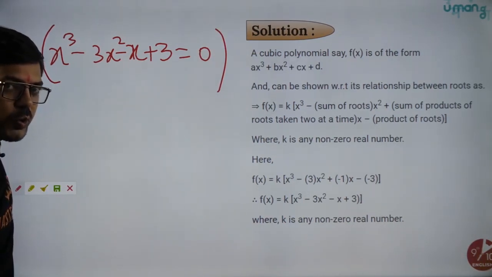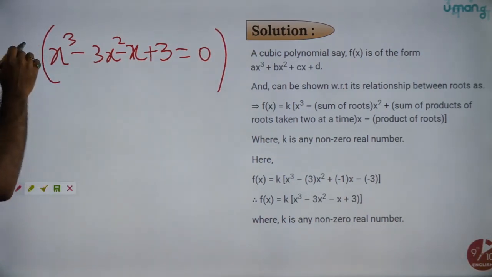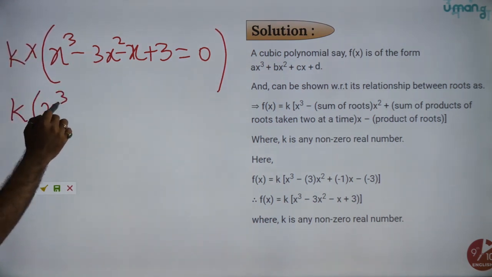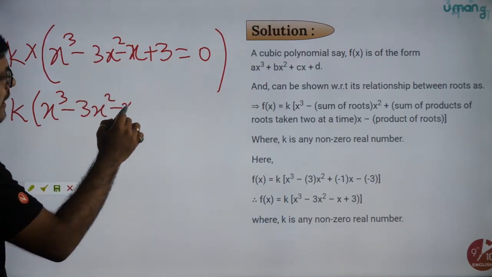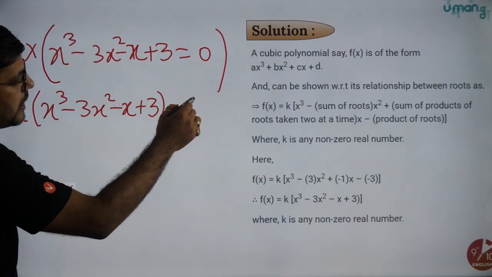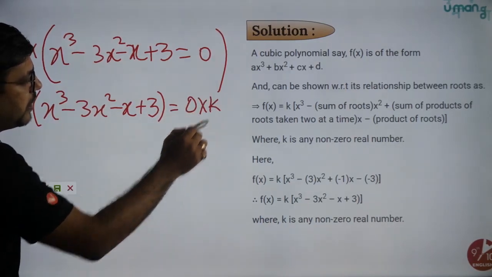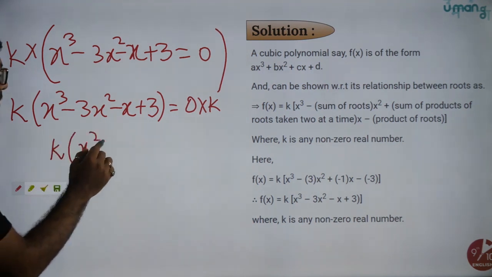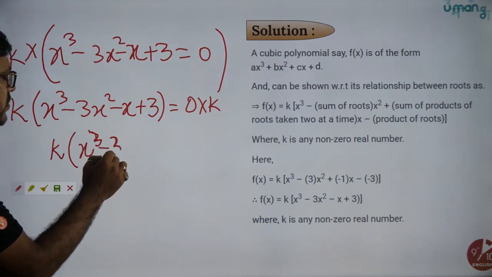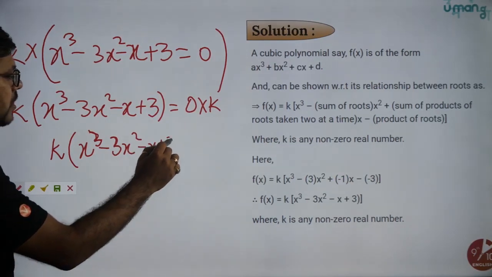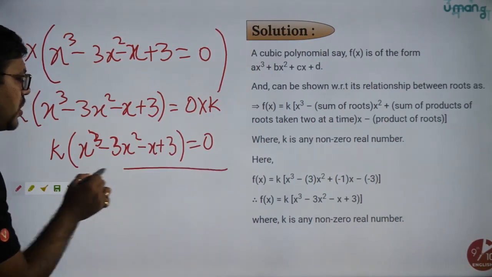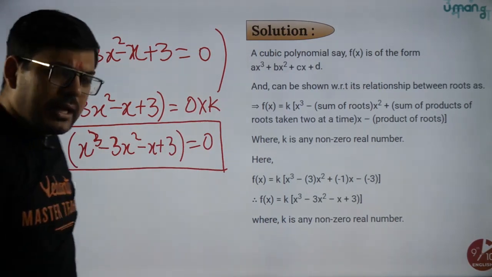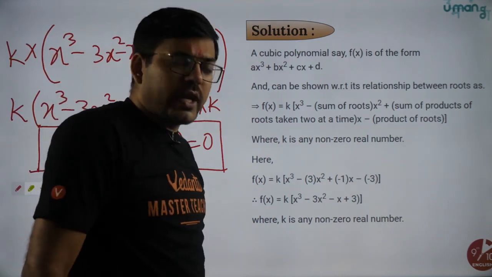Linear equations in two variables also, same thing. So if I multiply both sides by k, in the LHS I will get k times x cube minus 3x square minus x plus 3 is equal to, in the RHS, 0 into k. Means here I have got an additional k in the multiplication, but in the RHS there is actually no change. So it simply shows that you can write it, no matter, your equation is not going to change.